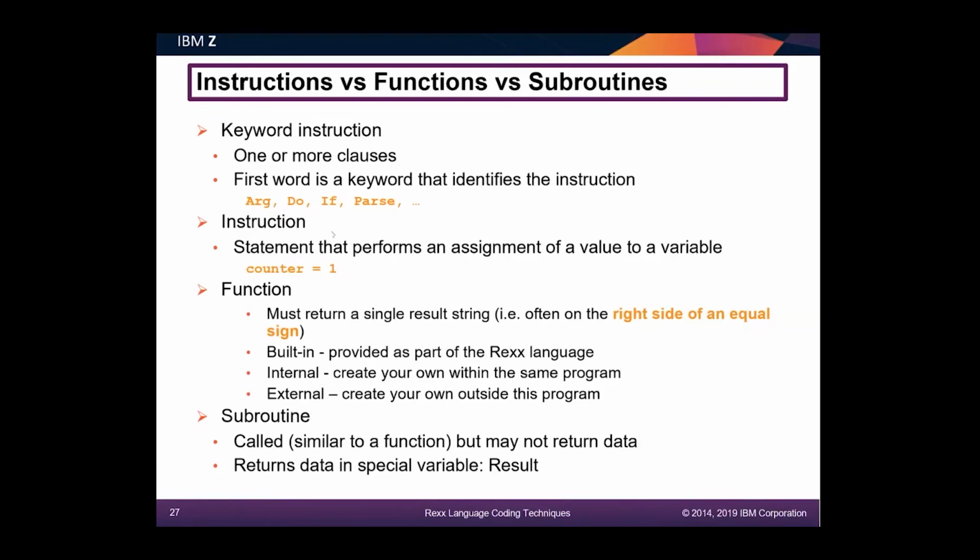So I have some kind of value on the right-hand side of an equal sign. I have a variable on the left-hand side, and I'm assigning the value. So that's just a general instruction in Rexx. A function in Rexx is something that you call, and it must always return some kind of value. So the return value is actually a single result string, and we'll talk about variables later in Rexx and what are strings versus what are numbers, etc. But typically a function you're going to find on the right-hand side of an equal sign because you're taking that return result and assigning it to a variable. And we'll see some examples here.